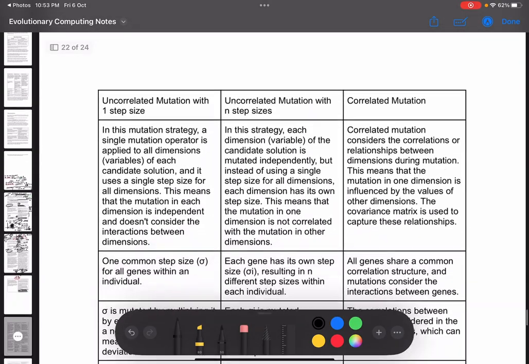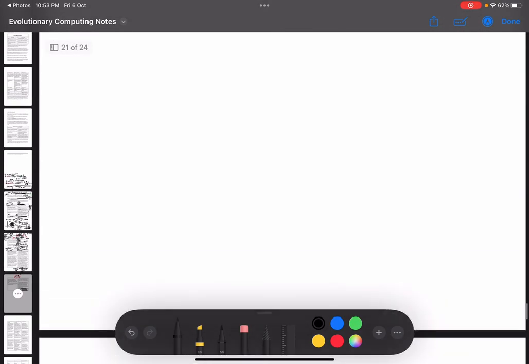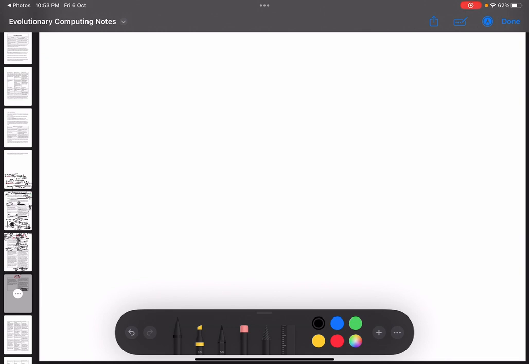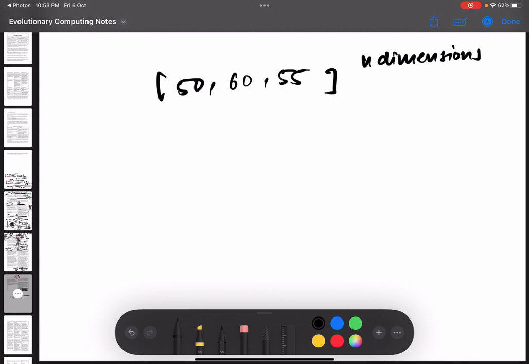Now let's come to mutation, right? Now that we have talked about there are n dimensions in our candidate solution. In the case of the equilateral triangle examples, we have been exploring 50, 60, 55. There are 3 dimensions, right? Side A, side B, and side C.